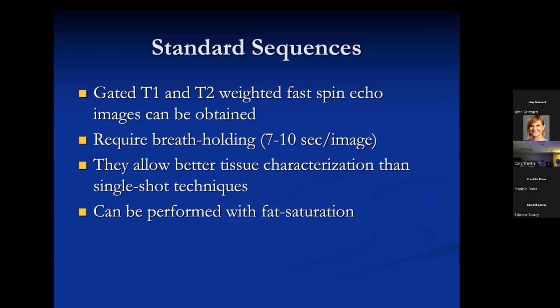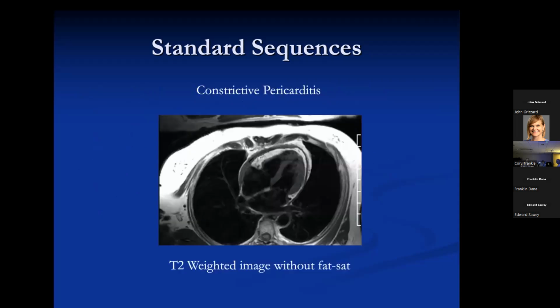They allow a little better tissue characterization because, as opposed to the single shot sequences, which are kind of hybrids, in the sense that they're not true T2 images or true T1 images, you can make these absolutely T1 or T2 imaging, and you can perform them with or without fat saturation. So here's a T2 image without fat saturation. Notice that the subcutaneous fat's pretty bright. The myocardium is medium to dark gray, and the pericardial thickening is well displayed in between the epicardial fat and the mediastinal fat.